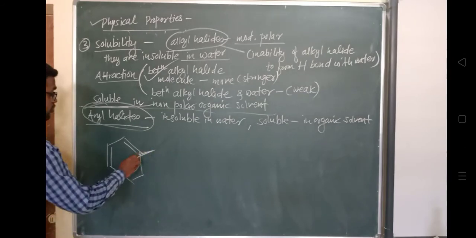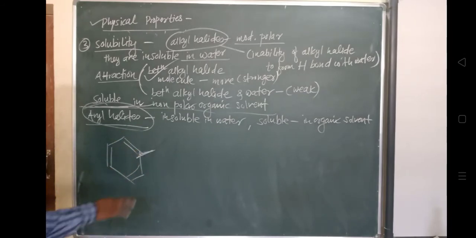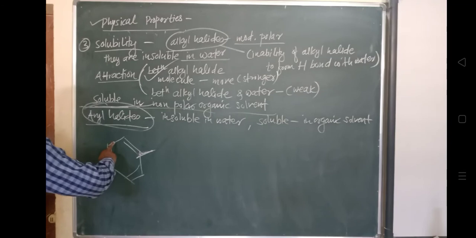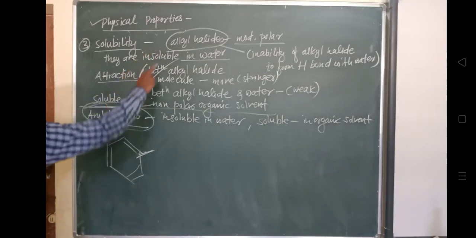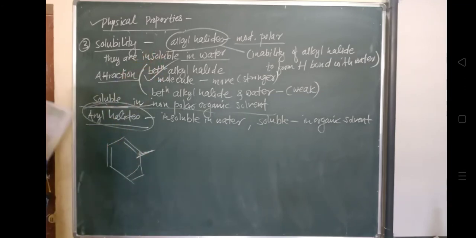Okay, यहाँ पे जो कोई भी functional group है, अगर यहाँ पे कुछ भी attach नहीं है, then in that case both aryl halides and alkyl halides will show similar properties. Okay, so they show similar properties corresponding to the alkyl halides.